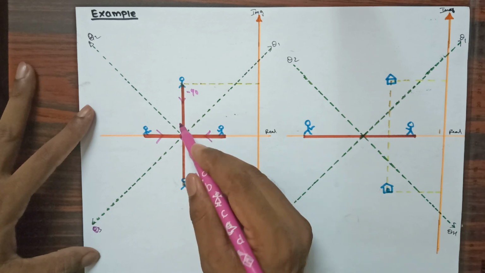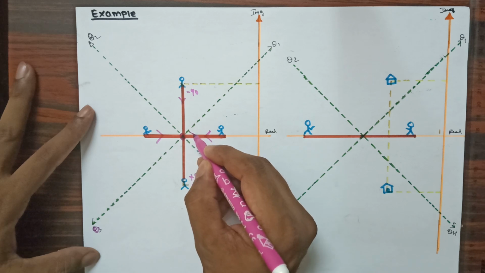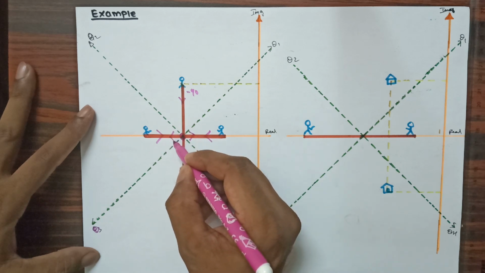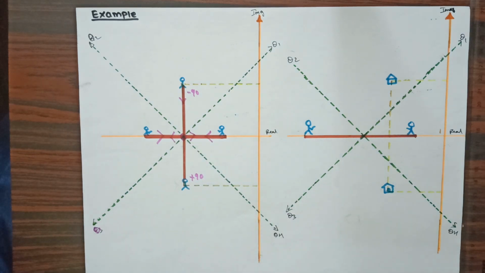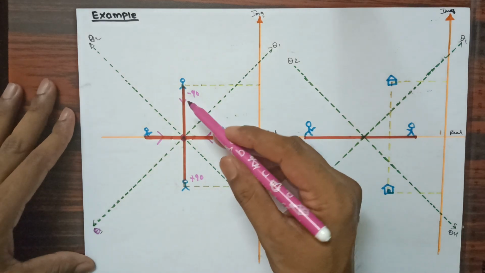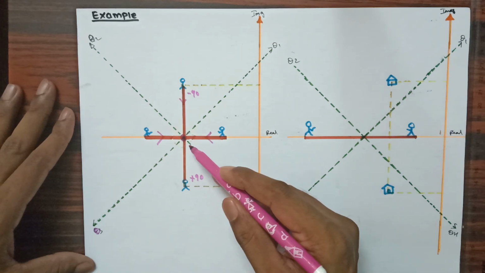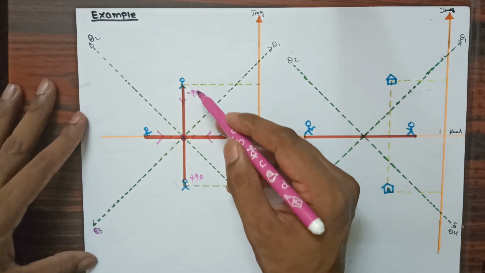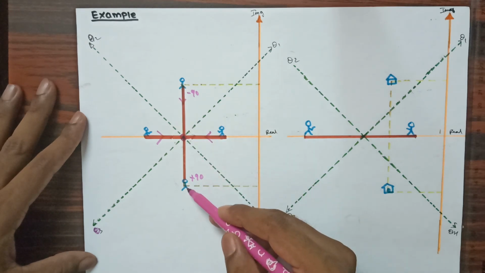Now when they meet at this point, one person will move towards the right hand side and the other person will move towards the left hand side. In this way this person comes down and this person will move upwards. With this angle of minus 90 degrees, this person will move downwards, and this person will move at plus 90 degrees upwards.